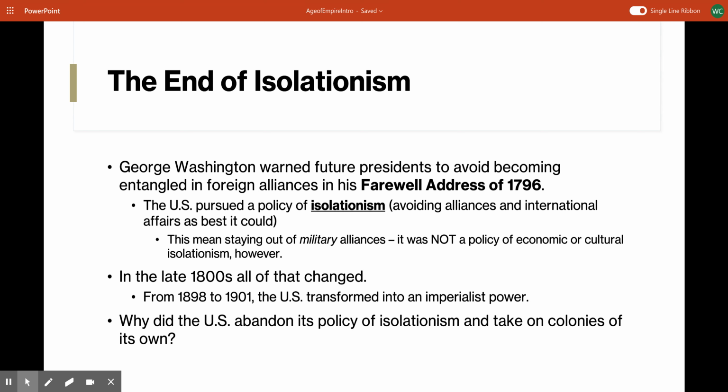And another important point to make is American isolationism was not a policy of economic or cultural isolationism. The United States did seek out trading partners and markets to sell goods and to trade with other countries, and we also didn't seek to systematically purge any foreign influences from our culture.